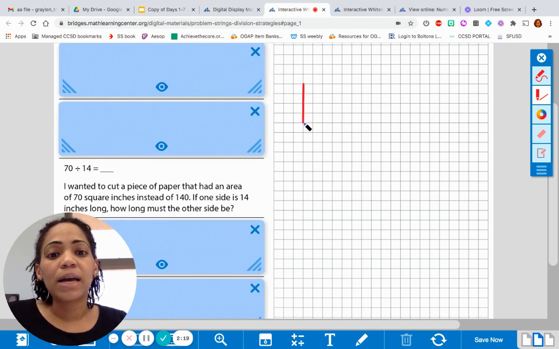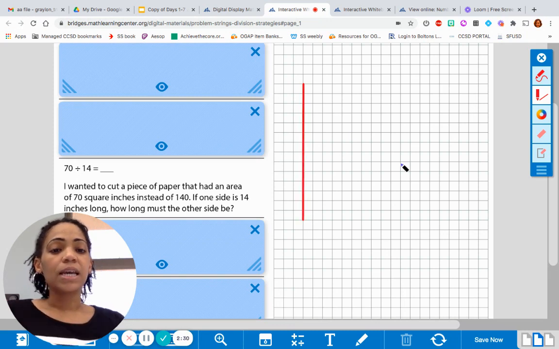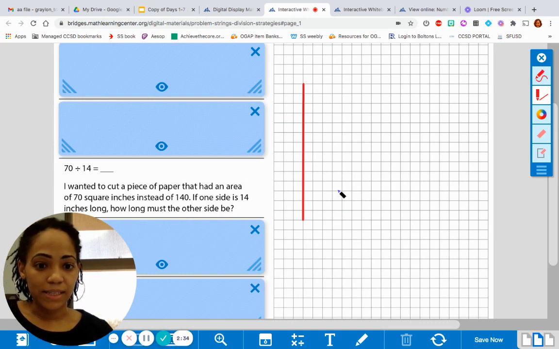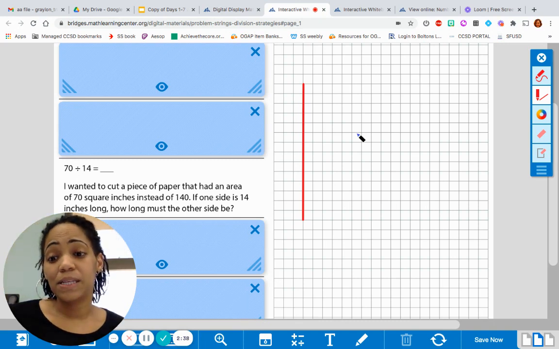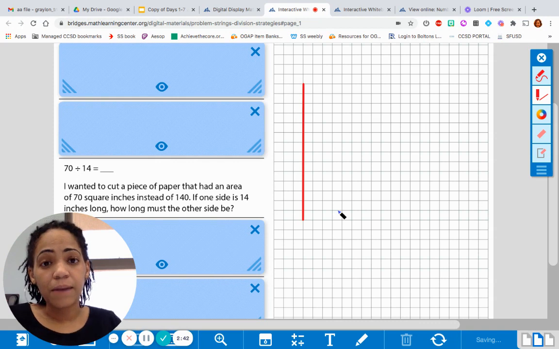So let me show you my side length of 14. That's 2, 4, 6, 8, 10, 12, 14. Here's my side length of 14, and we know that we need an area of 70. So that means inside of a rectangle, we know it's a rectangle because it's a piece of paper, there's going to be 70 of these tiny squares, okay?